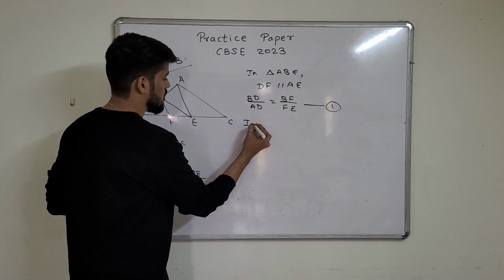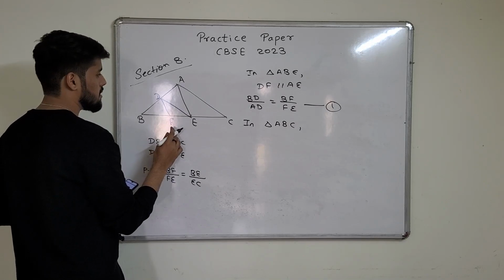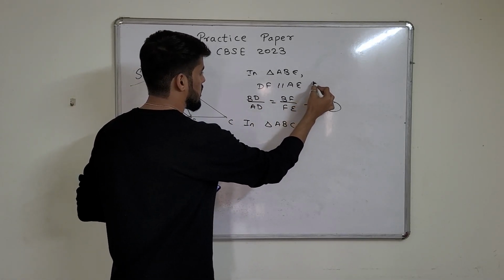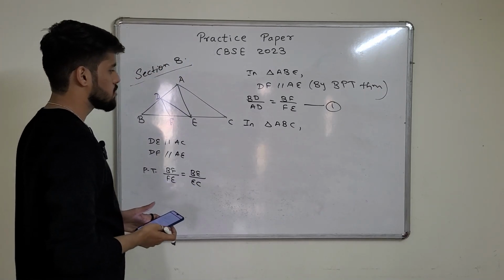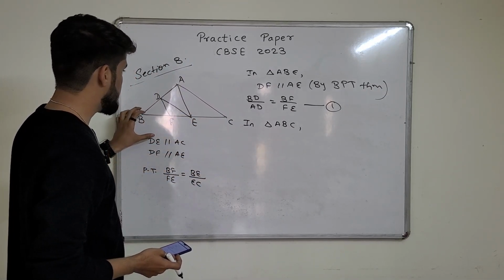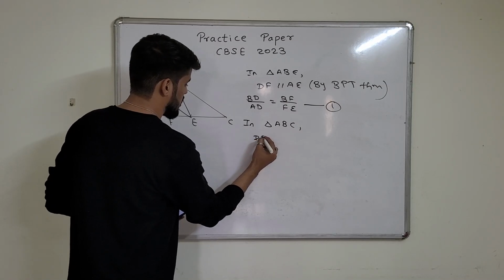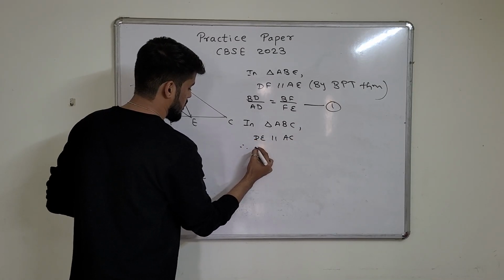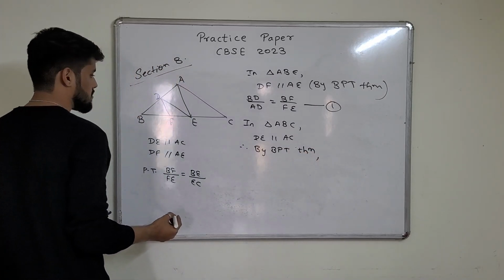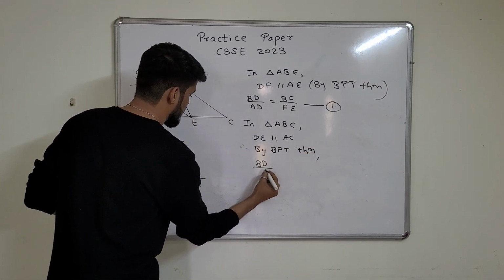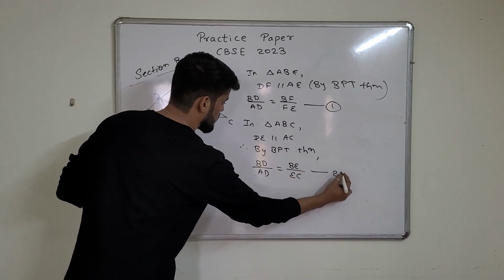Now I will consider another triangle. In triangle ABC, the bigger one, again by the same BPT theorem, you have to mention by BPT theorem. In triangle ABC, DE is parallel to AC. So therefore again by BPT theorem, BD upon AD equals BE upon EC. Let this be my second equation.